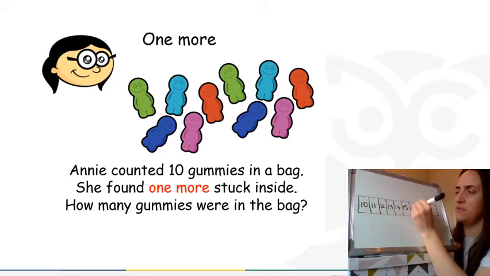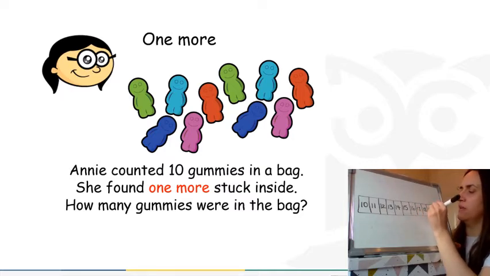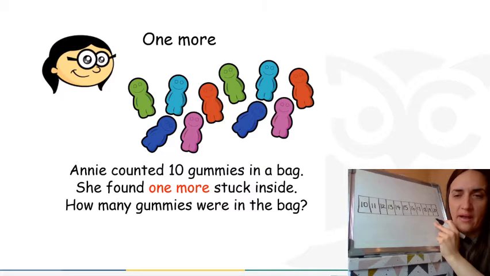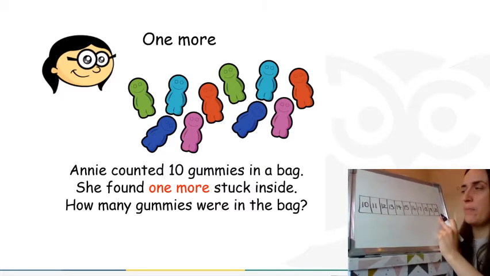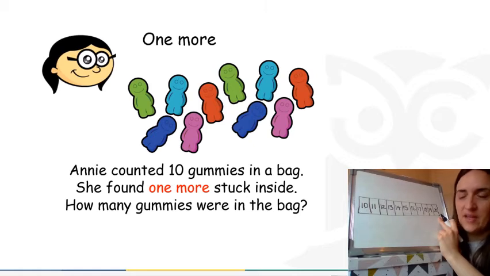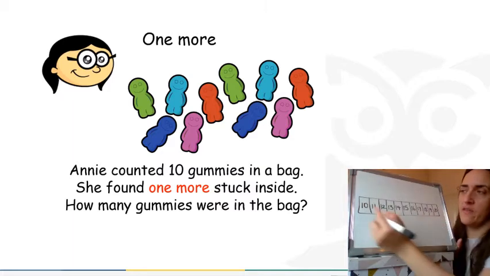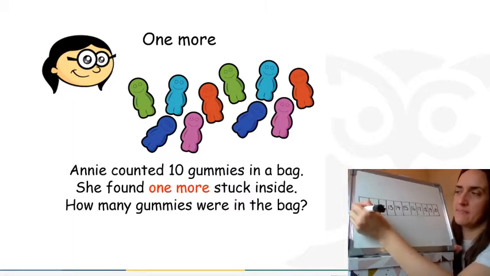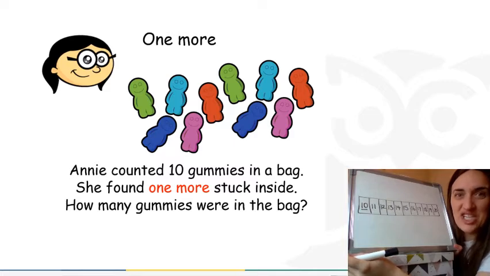So it might be useful to you if you could ask your mummy or daddy to draw you a number track that goes from 10 to 20. These are the numbers that we're going to be using today. We're just pushing ourselves to the next level, boys and girls. We're striving really high. So Annie thought that she had 10 gummy bears in the bag. That's how many she counted. But when she looked back in the bag, she found 1 more stuck inside the bag.